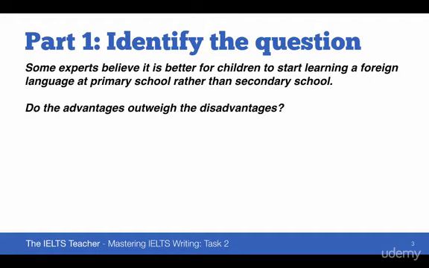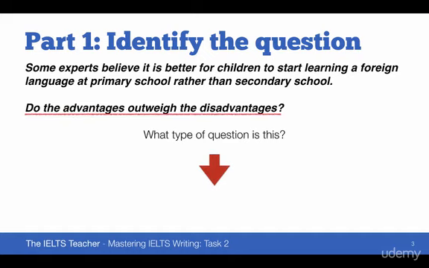Some experts believe it is better for children to start learning a foreign language at primary school rather than secondary school. Do the advantages outweigh the disadvantages? Remember the 4 different question types: opinion, opinion discussion, discussion, and situation. Which one do you think this is? Well, let's underline the most important language here. Do the advantages outweigh the disadvantages? That is what gives away what type of question we're looking at, which is a discussion opinion question. So now we know the structure of the essay that we need.